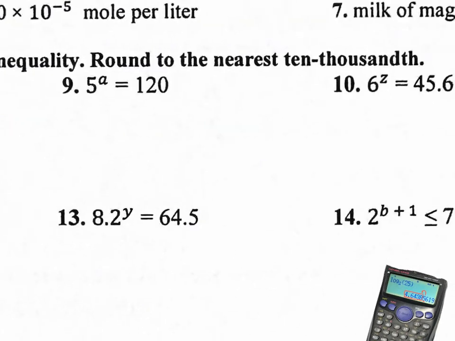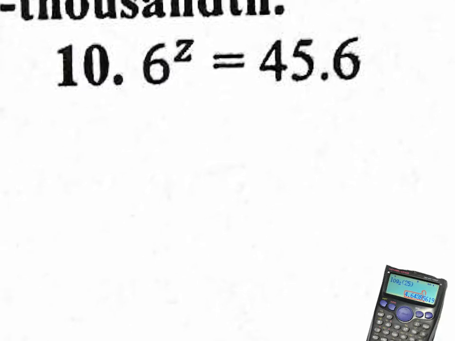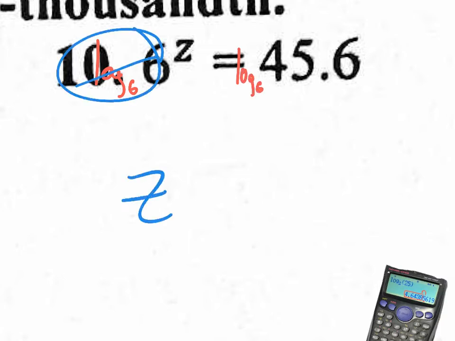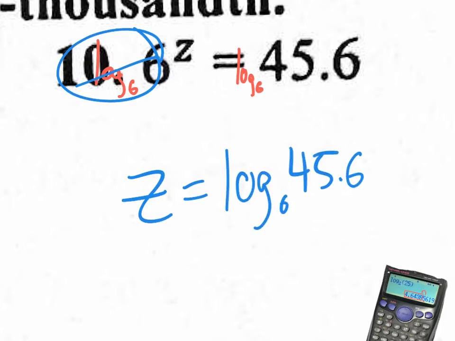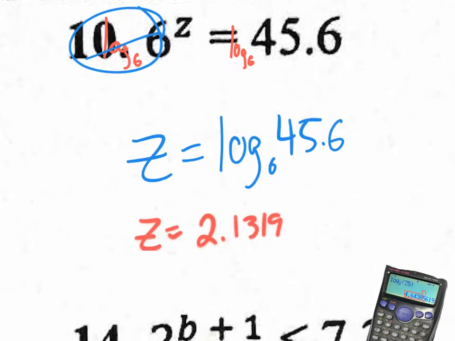Let's do the next one, number 10. So what would I do here? Log base 6, right? Log base 6 of that 6 to the z power, and we do to one side, do to the other, log base 6. So this will eliminate. You'll have z equals log base 6 of 45.6. And of course, you just use the calculator. So we have z equals 2.1319. And of course, the other number was a 3, which did not change that, so it stays. And that is your answer. And of course, the answers are on the back of the worksheet.